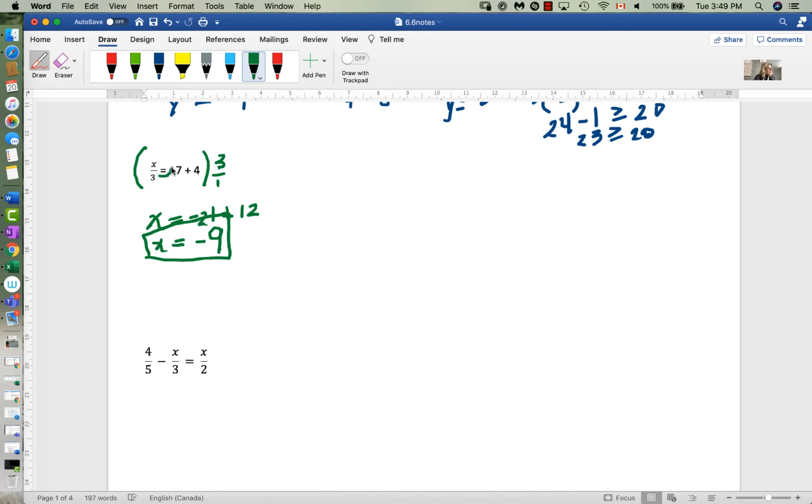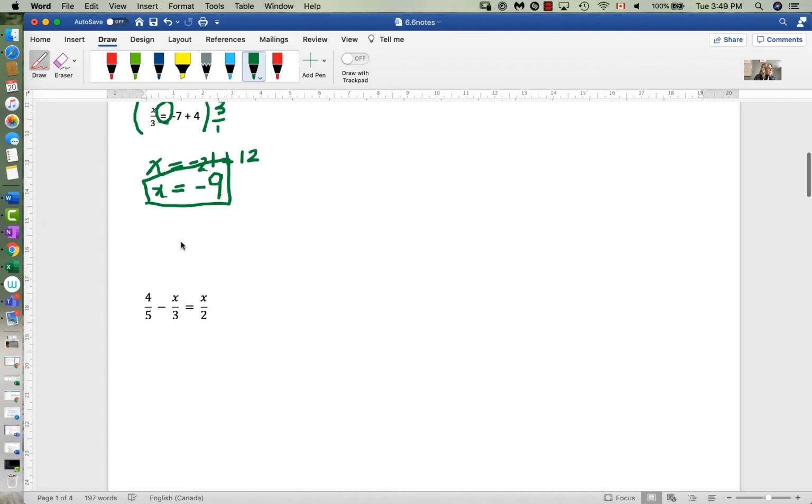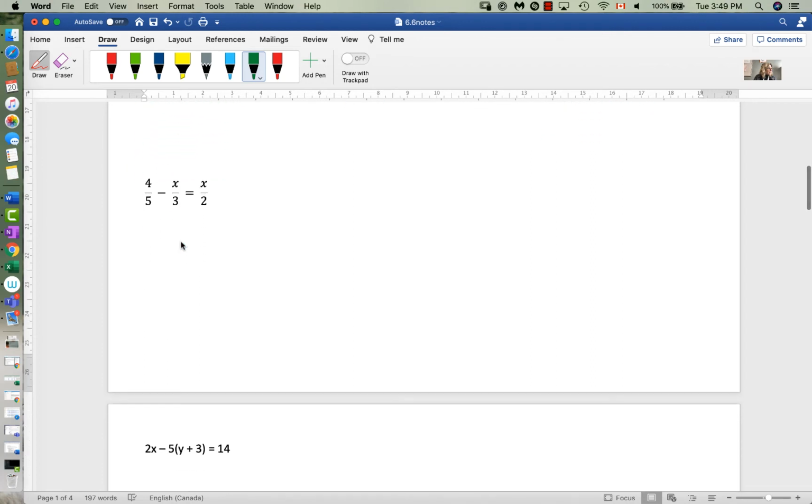So we don't have to worry about negatives or swapping signs and all that kind of thing, because the equal sign is the equal sign. Okay, here's the next one, another chance to work with these signs.